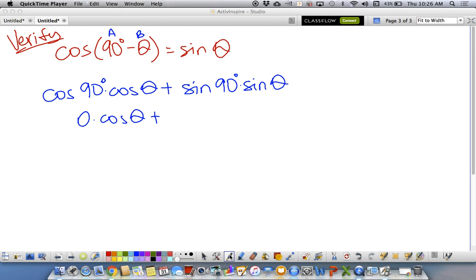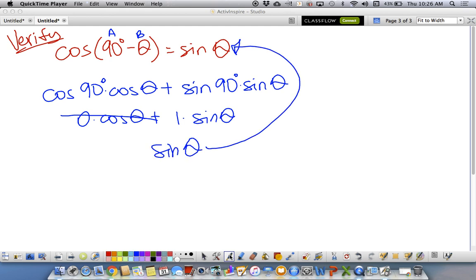1. What's 0 times cosine theta? 0. This is just a big fat nothing. What's 1 times sine theta? So does sine theta equal sine theta? Yes, it does. Does anybody recognize that formula that we started with?